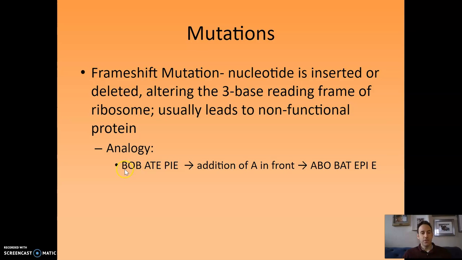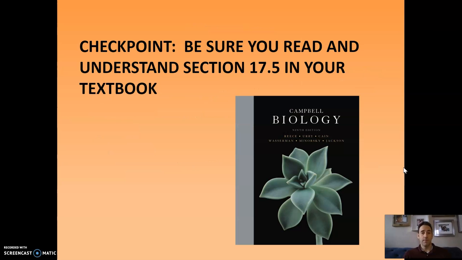So here's an analogy. Imagine that you have this sentence, Bob ate pie. So it's kind of like codons, right? 3 letters, 3 letters, 3 letters. These are our codons. If we all of a sudden stick another letter in front, then our reading frame is thrown off. Instead of Bob ate pie, it's abo, bat, epi, and then we have this extra E at the end. And so same thing with reading the codons during translation. If you stick an extra base in front, it's going to throw off the reading frame, and every single amino acid downstream is going to be wrong.